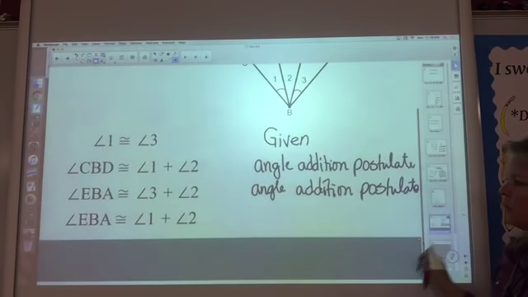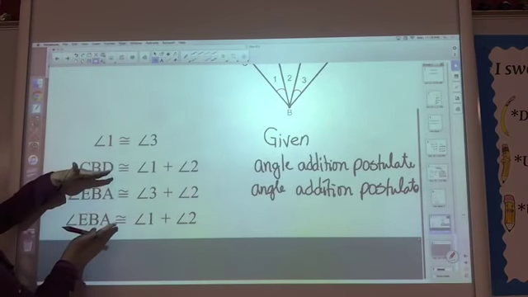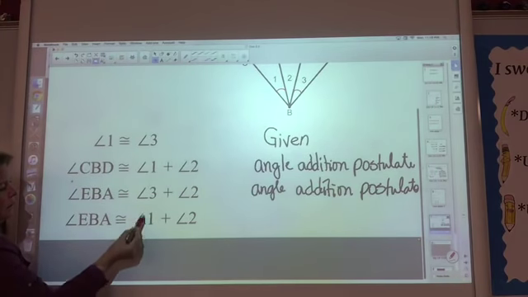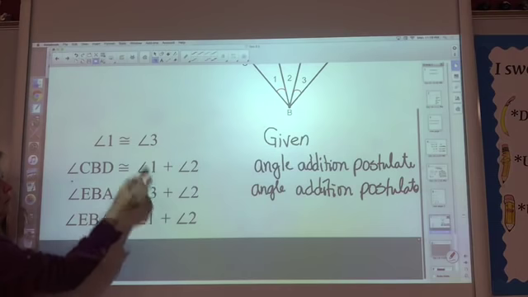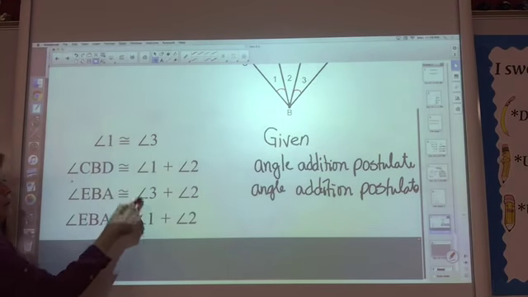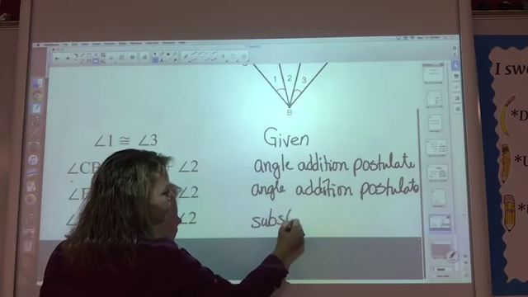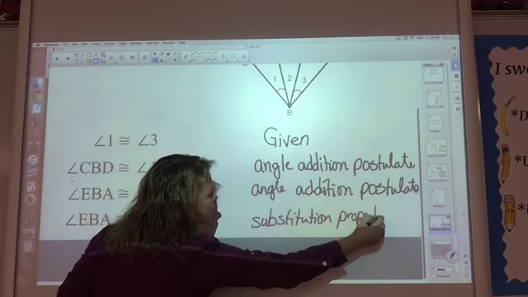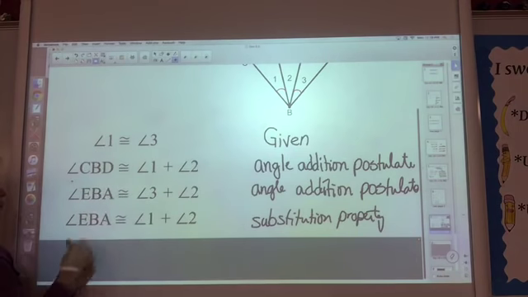But according to our cheat sheet number 2, look at these two statements. Angle EBA is congruent to angle 3 plus angle 2, or angle 1 plus angle 2. The only thing that's different is this angle 1 was replaced by this angle 3. That's because up here it said it could. If they're the same, this guy comes out of the game, this guy goes in. What lets us do that? The substitution property. Anytime you have two things that are congruent or equal, you can replace them.